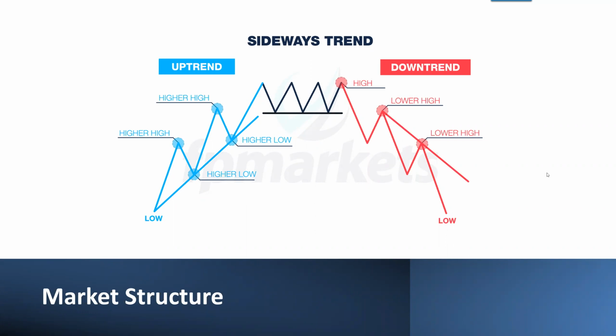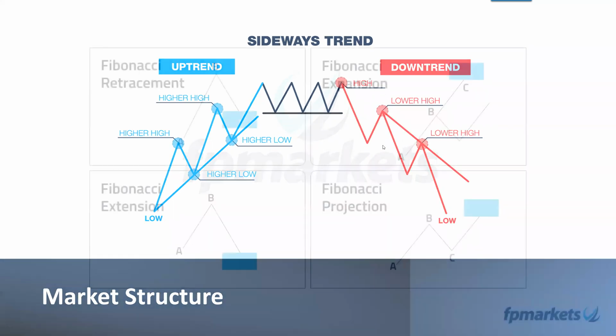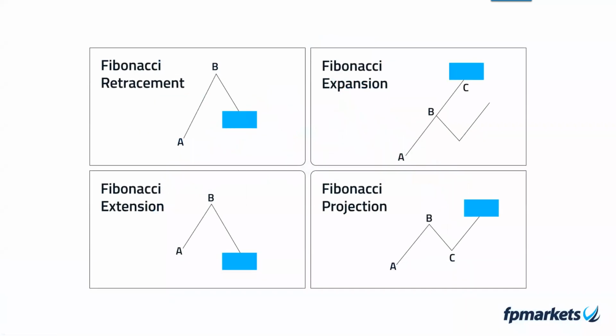All right, so moving on. Any questions on the market structure, do let me know. This is where it gets interesting, and this is where many do fall short. So we have the Fibonacci retracement. We have the Fibonacci extension. Let me just get the pen out. Bear with me. We have the Fibonacci retracement, the Fibonacci extension, Fibonacci expansion, and Fibonacci projection.